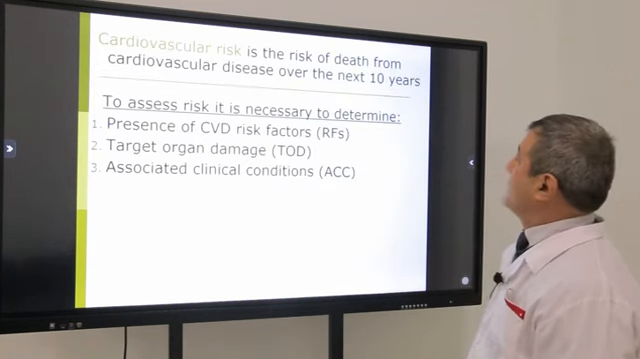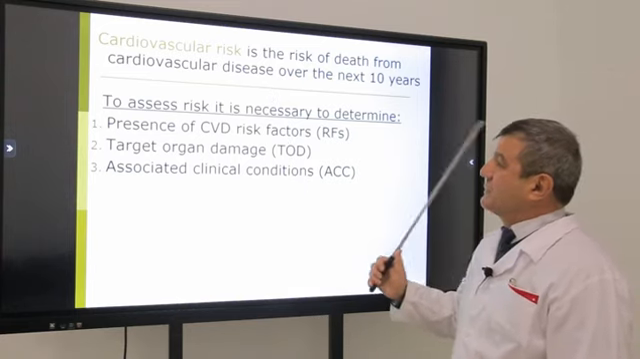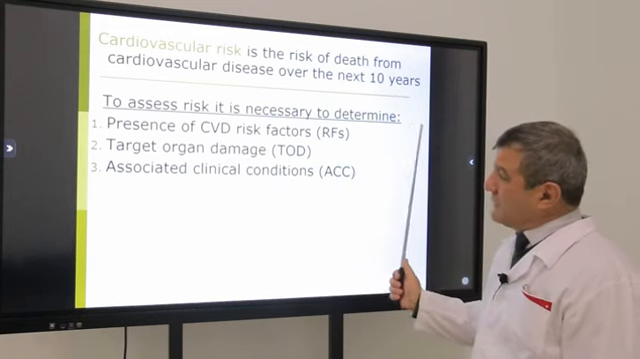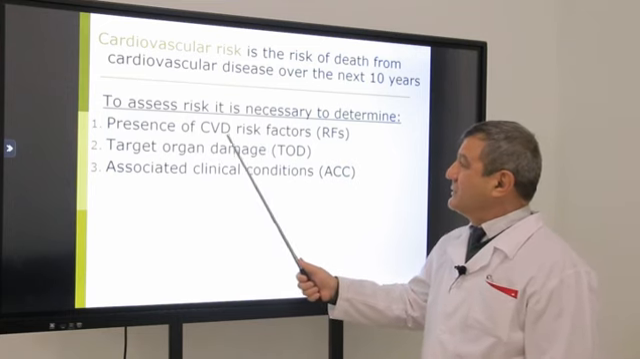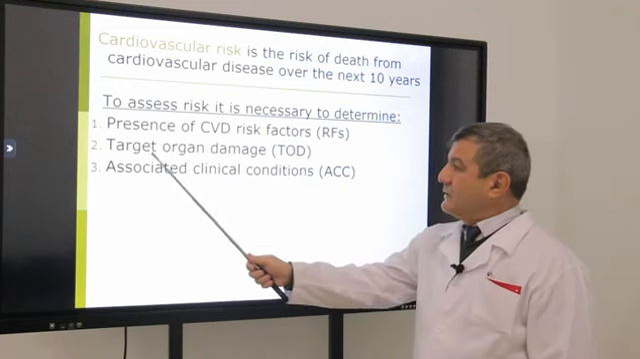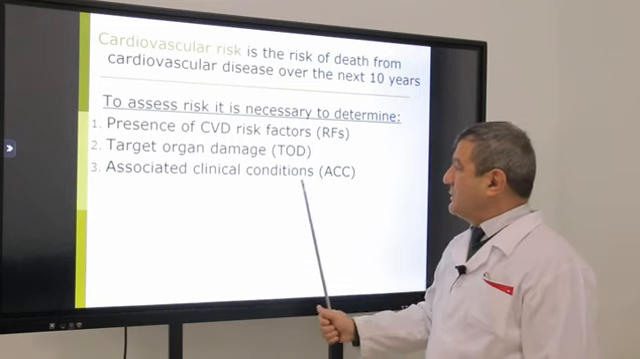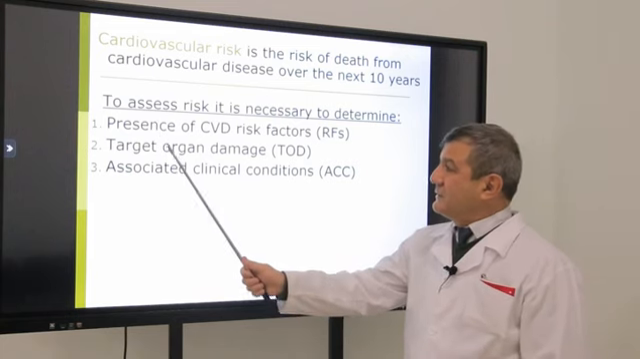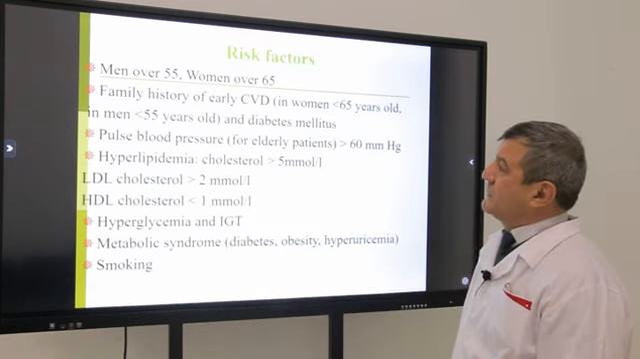Cardiovascular risk is the risk of death from cardiovascular disease over the next 10 years. To assess risk, it is necessary to determine the presence of cardiovascular risk factors. Second one, target organ damage. Third one, associated clinical conditions. We have to pay attention to these 3 things to determine the risk of disease.